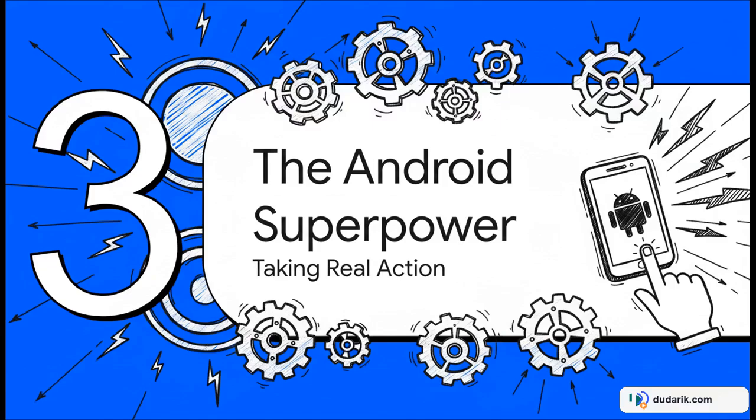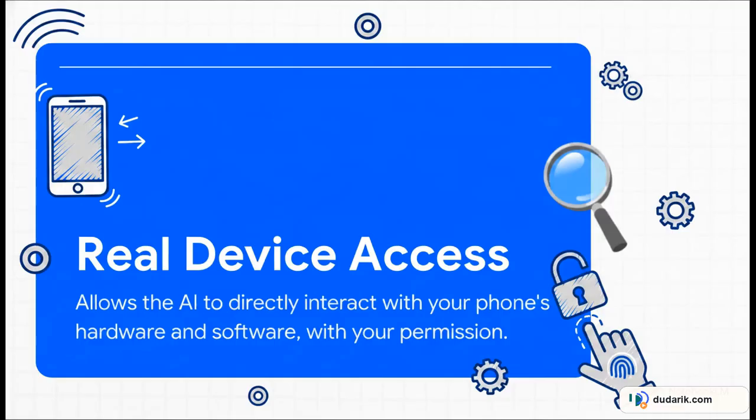This is what we're calling the Android superpower. The whole idea is this. OpenClaw Assistant can ask you for permission to tap into the actual functions of your phone. And that is the line in the sand. That's what separates a simple chatbot from a true assistant. It's the difference between talking about doing something and actually doing it.